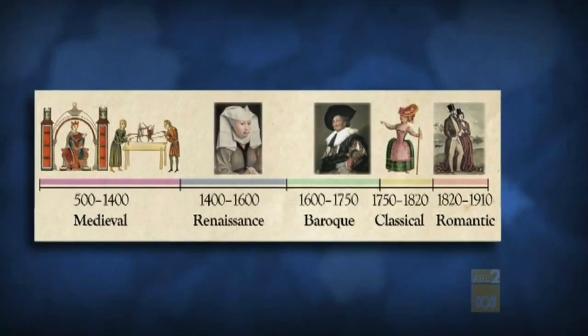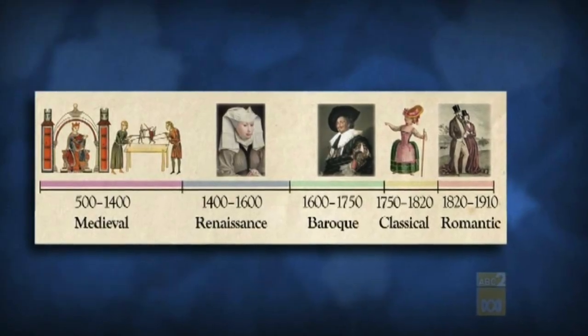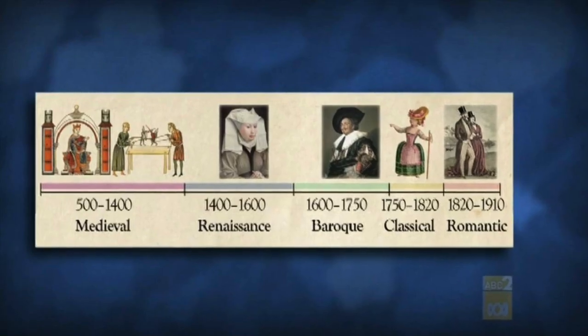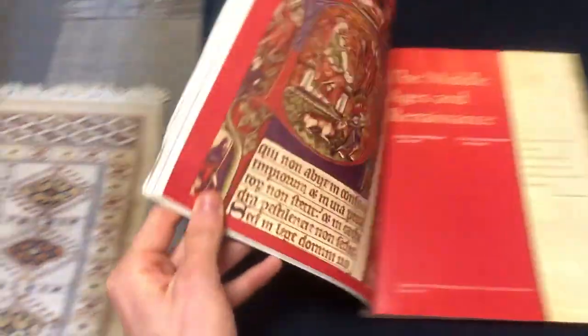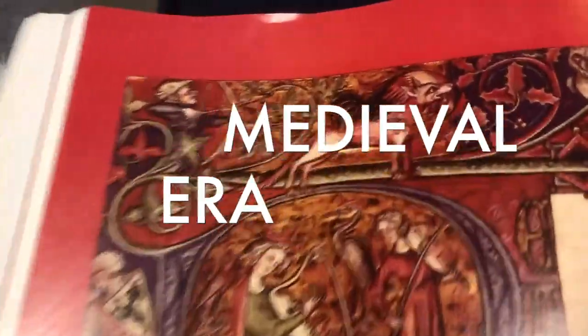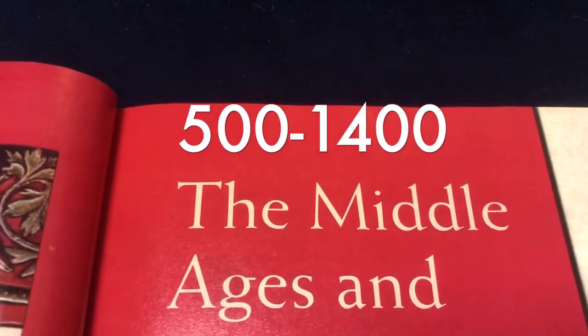For our purposes, I want you to think of the musical eras as a timeline of music history, starting in the past, leading to the present, where we are now. Each era contains unique music, instruments, and composers. As I said before, we're beginning with the medieval era, or as it's sometimes called, the Middle Ages. This era begins in the year 500 and goes until about the year 1400.